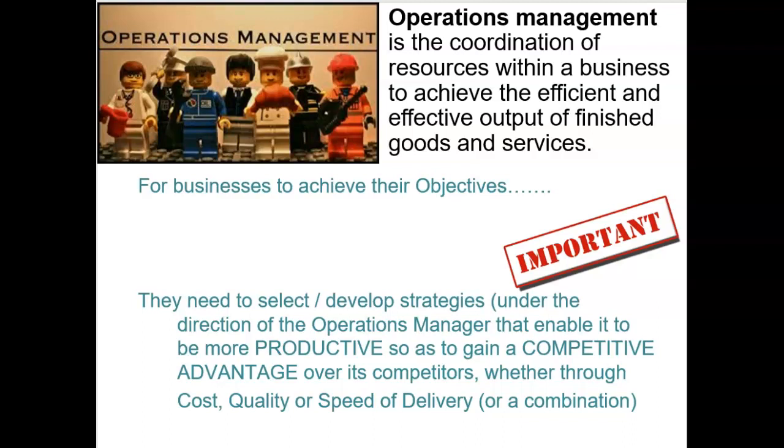So to summarise it on this particular page, for a business to achieve its objectives, they need to select or develop strategies under the direction of the operations manager that enable it to be more productive so as to gain a competitive advantage over its competitors. And that competitive advantage can come through cost, quality, or speed of delivery, or a combination of the three. So that essentially is it in a nutshell, and shows how operations management ties into business objectives.